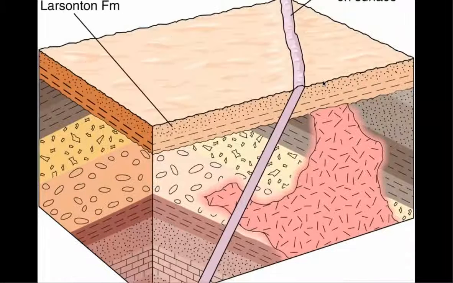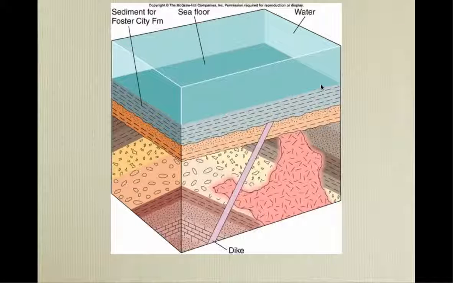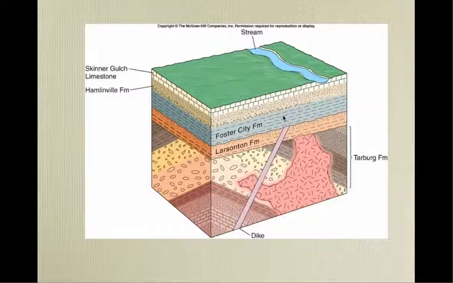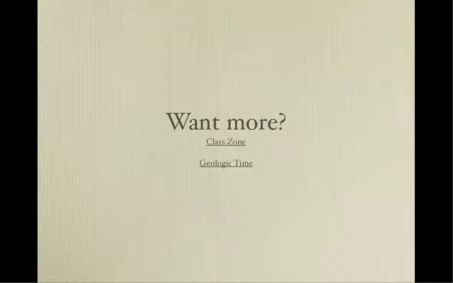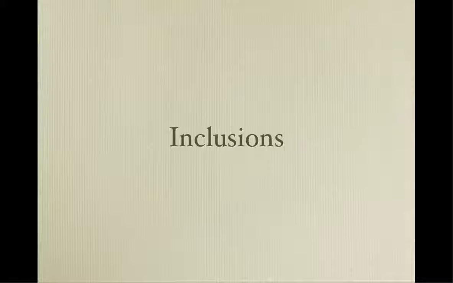Remember, this is called a volcanic dike. And then more erosion. This is getting easy. No, it's not. And then more stuff being laid on top of that. And then the Hamlinville Formation, and then the Skinner Gulch limestone on top of that. And if you want more, you can go to ClassZone and do it, or look at a place called Geologic Time. Just look it up on the web.